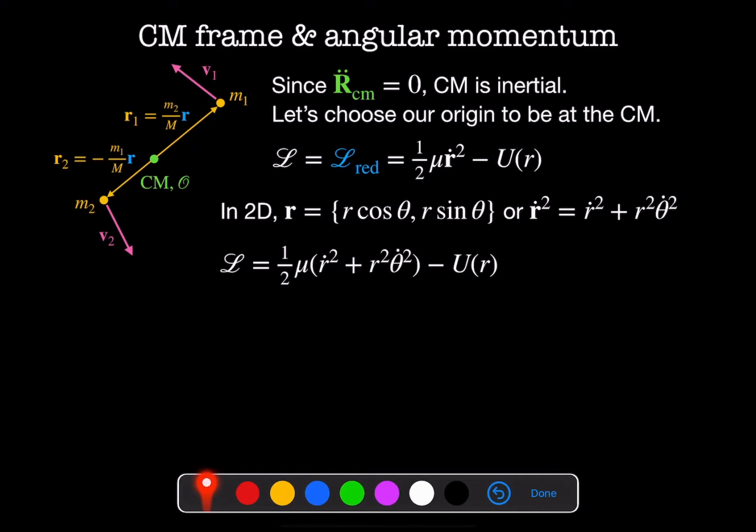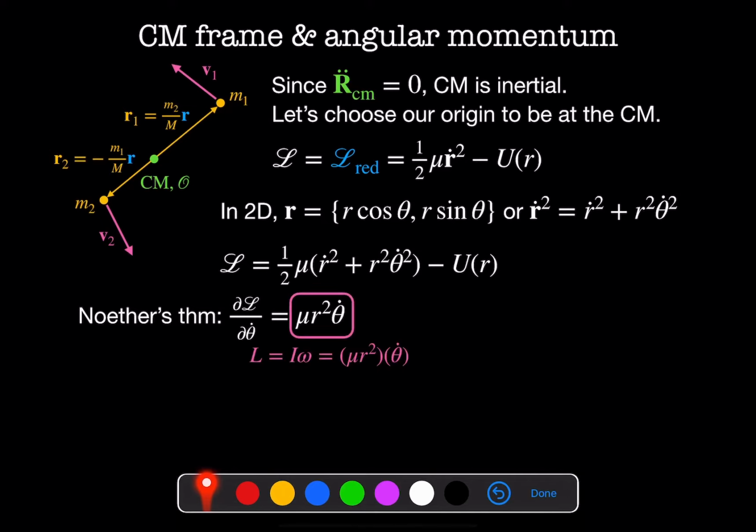And you'll notice that theta going to theta plus delta theta doesn't change our overall Lagrangian. So Noether's theorem says that dL by d theta dot, which is equal to mu r squared theta dot, is a conserved quantity of our system. And you'll notice that this is our angular momentum. So angular momentum is equal to I omega, which is mu r squared, and omega is clearly just the derivative of theta. That tells us that angular momentum is conserved, and that our constant angular momentum is going to be this term, L.